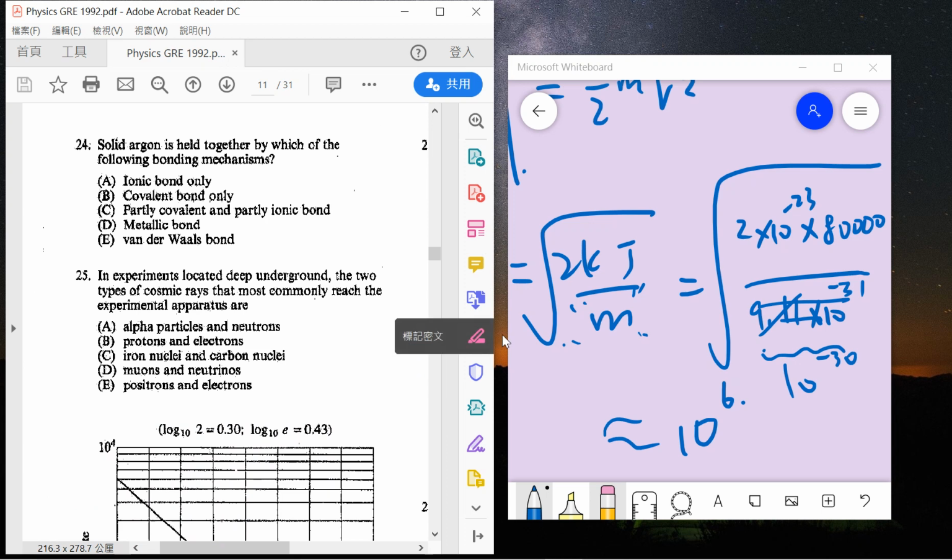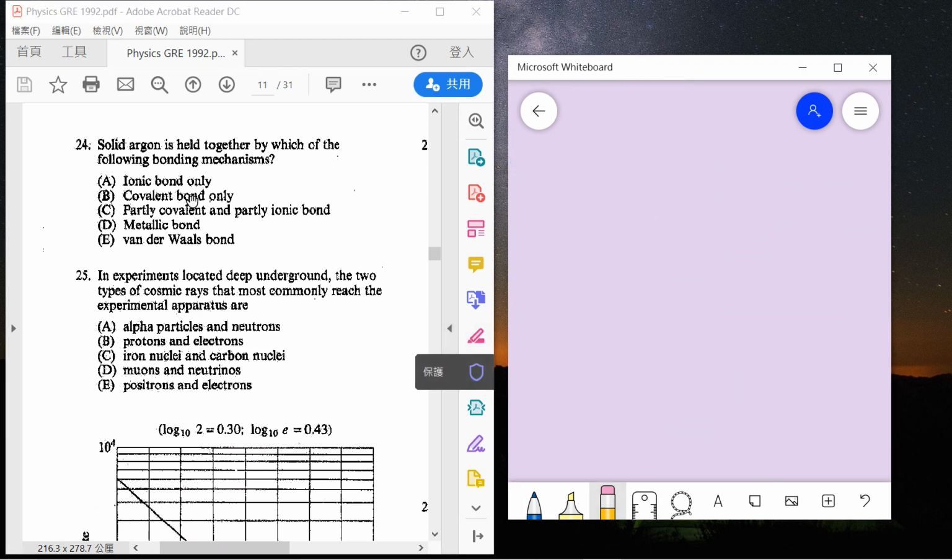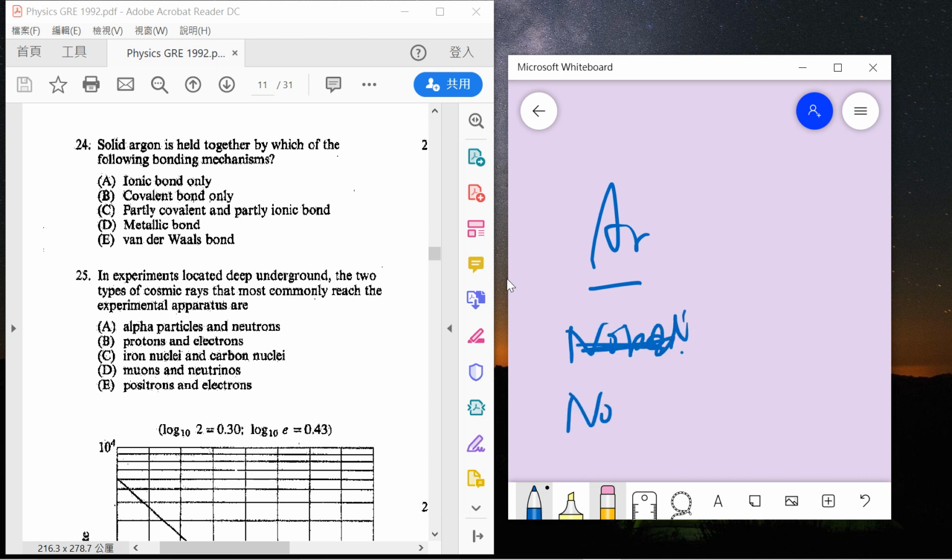Okay, so 24. This is basically a chemistry question, because argon is a noble gas. It's a noble element. So the only interaction between them is the van der Waals bond, because this is not metallic, and there's no ionic bond. So the only answer is E, van der Waals bonds.